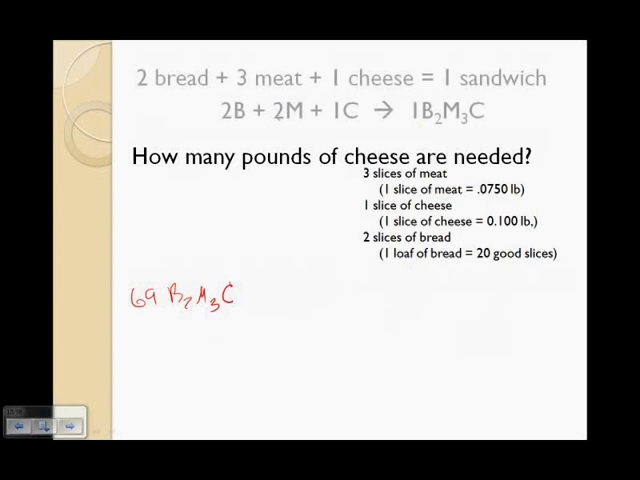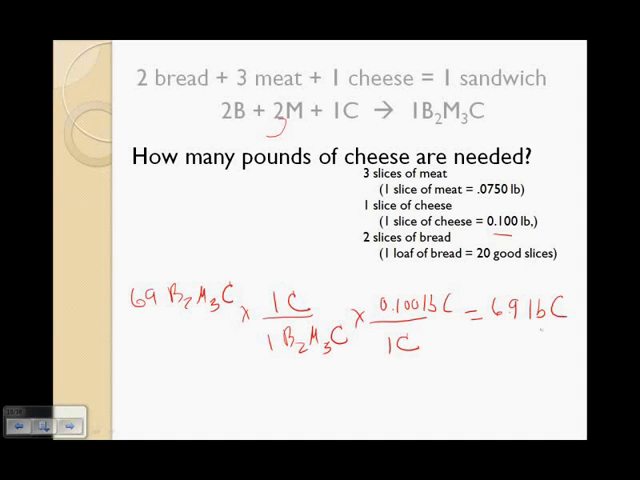This should be a 3. What I know is 1 sandwich requires 1 piece of cheese. And I know that 1 slice of cheese is 0.100 pounds of cheese. So what I'm going to end up with is 69 times 0.1, or 6.9 pounds of cheese. So when they go to the butcher, they should ask for 7 pounds. Okay? Pretty easy?